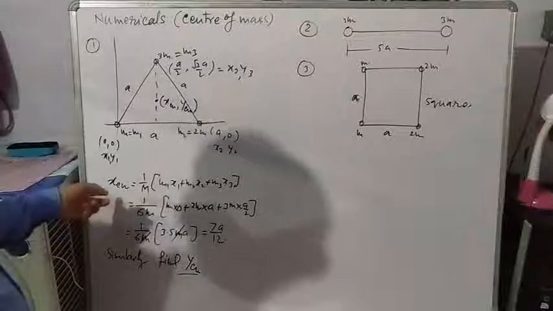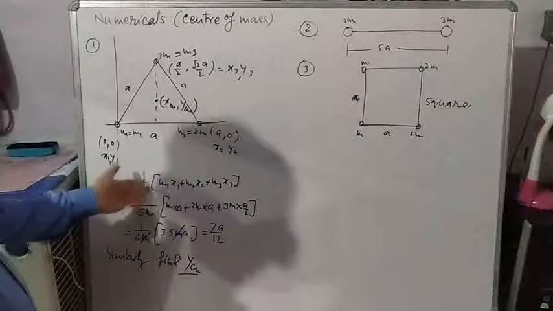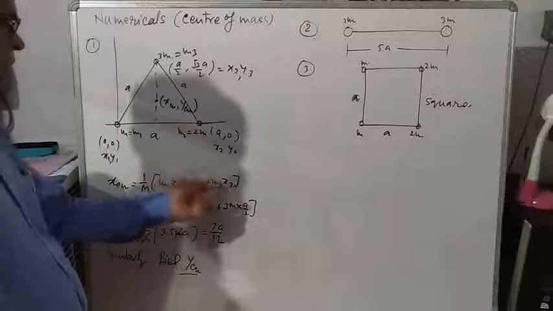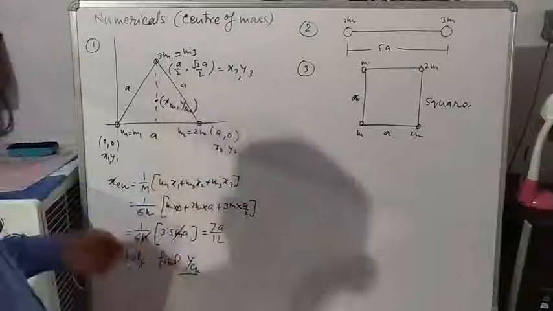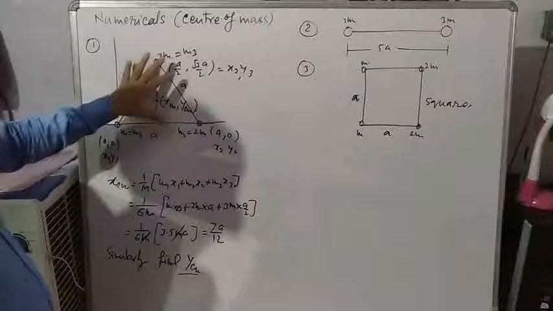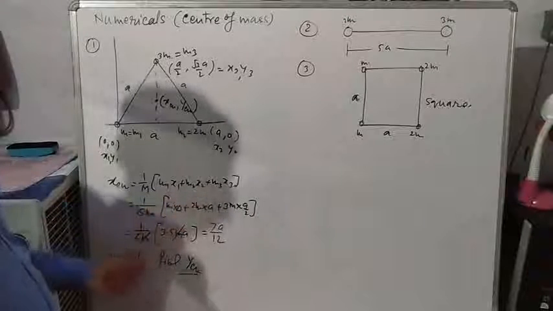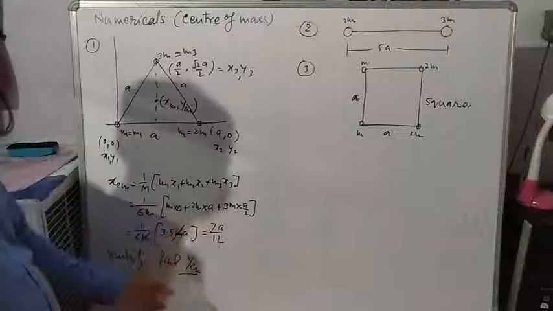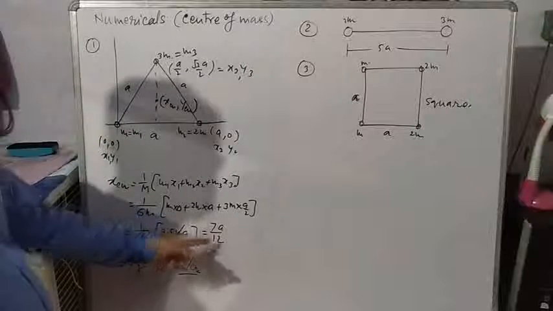You know that the x coordinate of center of mass is 1 by M, where capital M is the total mass of the system, times m1 x1 plus m2 x2 plus m3 x3, and if more particles are there, you keep on adding more terms. Now all the values are very clear in the diagram. Putting all the values in this equation and making calculations, you get xcm equal to 7a by 12. So the x coordinate of center of mass is 7a by 12.